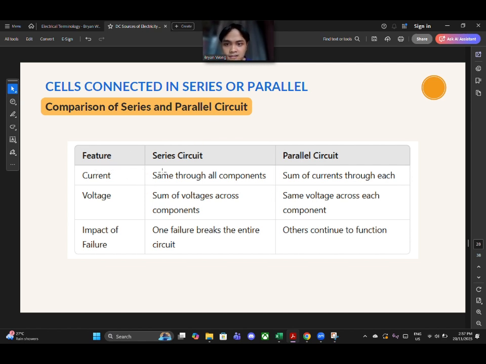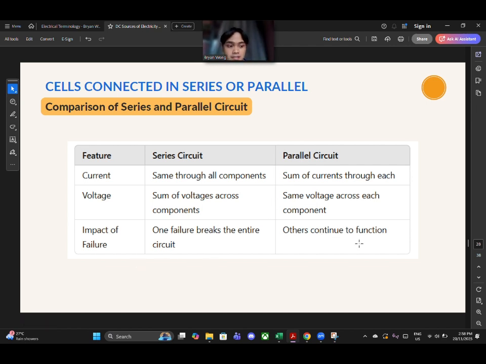The current in a series circuit is the same through all components, while for a parallel circuit it is the sum of currents through each. The voltage in a series circuit is the sum of voltages across components, while in a parallel circuit it is the same voltage across all components. The impact of failure in a series circuit is that one failure breaks the entire circuit. For a parallel circuit, the others continue to function.